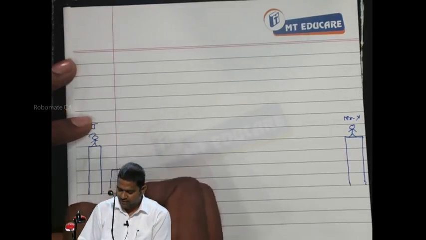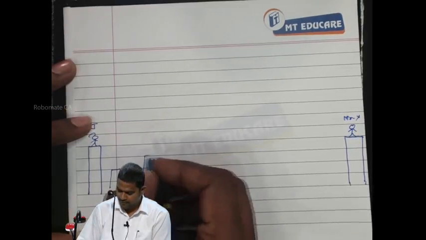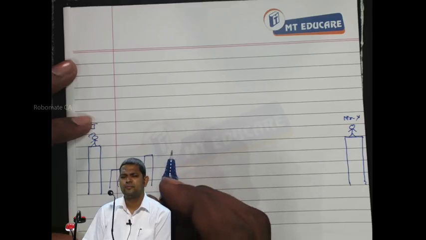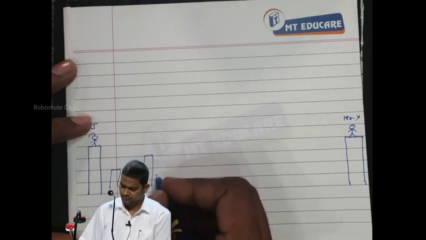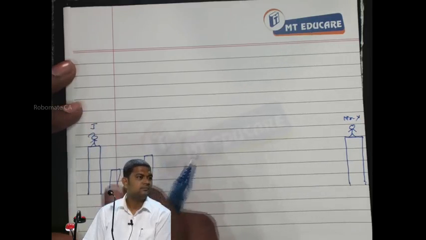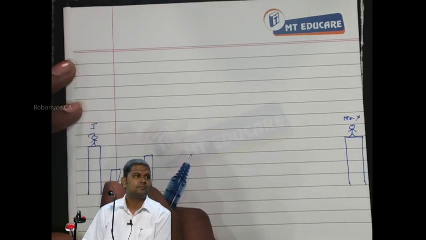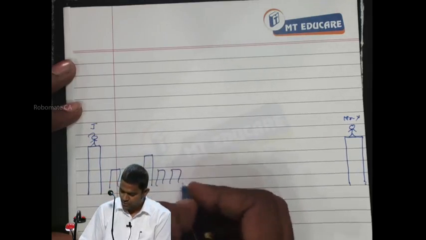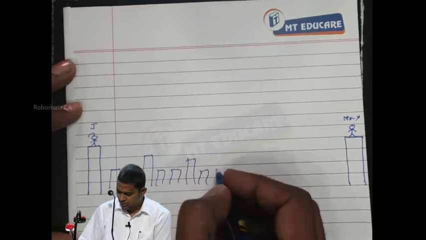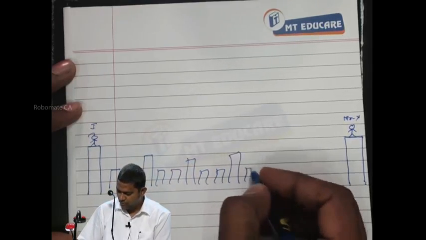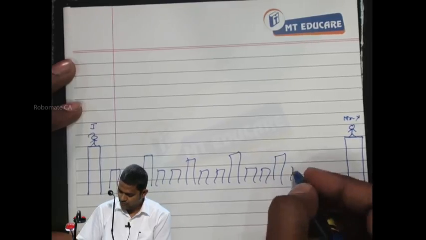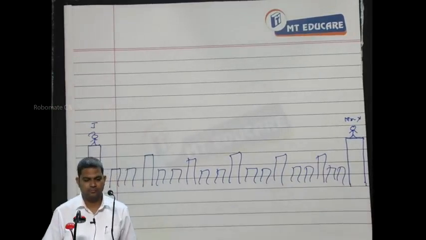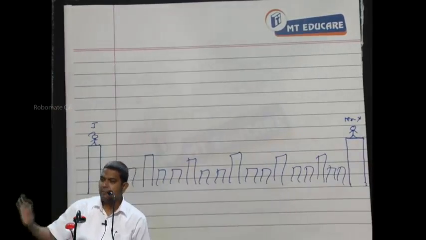There's a building over here. One, two, three. One, two, one more building, three. One, two, one more building, three. Hey, listen. There are many buildings in between.